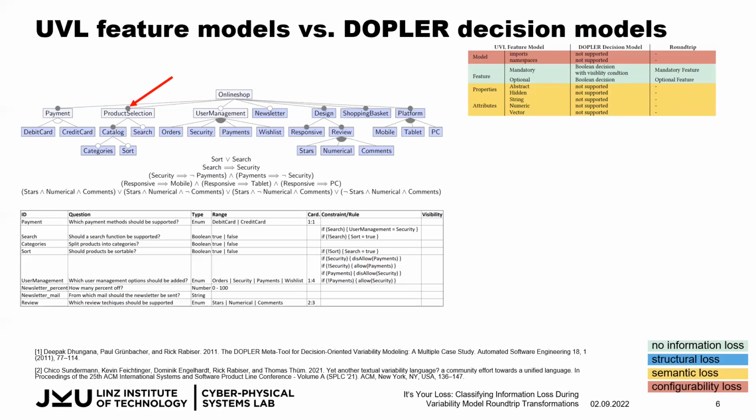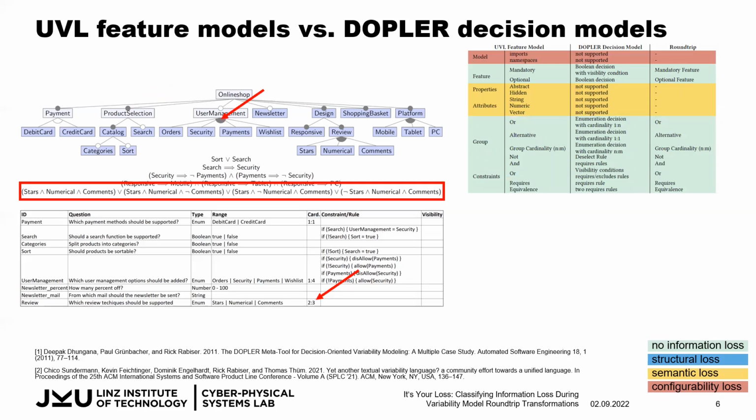There are the features which are transformed to decisions in decision modeling, which is perfectly fine, that is possible. But as mentioned before in the definition, there are certain properties and attributes which are possible with UVL, which are not part of the Doppler and decision modeling in general, like abstract or hidden features or any numeric attribute features and so on, attributes to features, which are then lost. They don't change the configuration space, so we have a semantic loss.